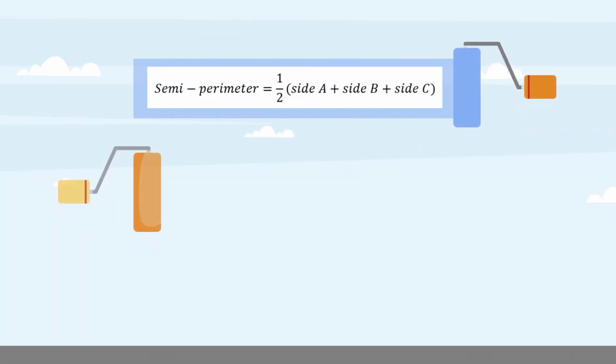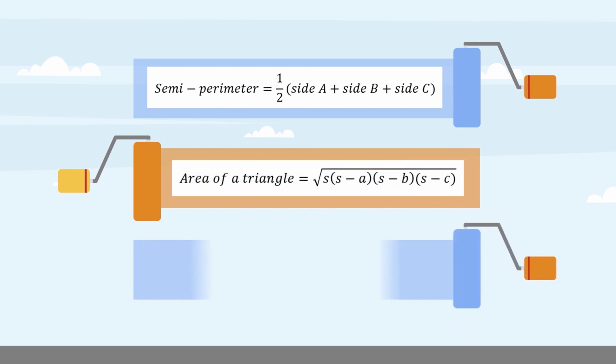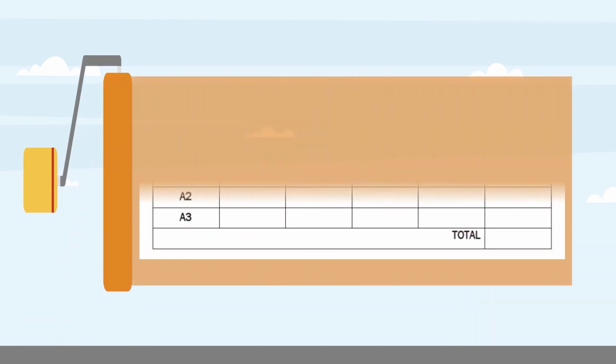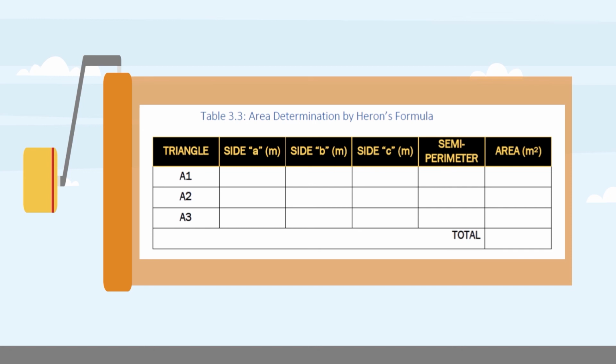Next one, determine the semi-perimeter of the first triangle by multiplying the perimeter of the triangle by 1/2. To determine the area of the triangle, substitute the values of the semi-perimeter, side A, side B, and side C to Heron's formula. And the next one, to determine the whole area of the polygon, take the summation of areas of A1, A2, and A3. For the last step, record this on table 3.3, area determination by Heron's formula, which is listed on your screen.